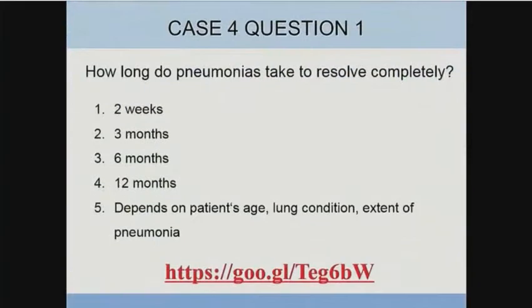So the question here, the first question before we attack the diagnosis, is how long do pneumonias take to resolve completely? That's clearly related to this case, because you have to know this patient had a 2-month history of an unchanged abnormality at chest X-ray. How long do pneumonias take to resolve completely? Is it 2 weeks, 3 months, 6 months, 12 months, or does the resolution depend on the patient's age, the lung condition, and the extent of pneumonia?